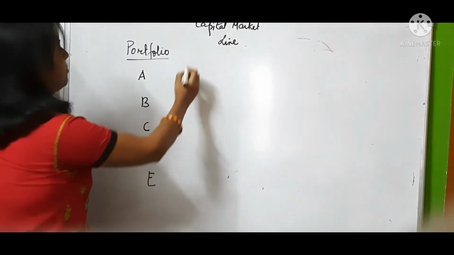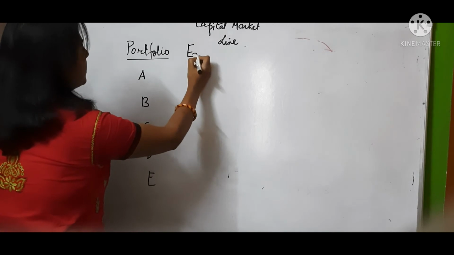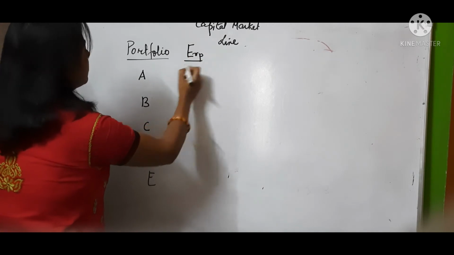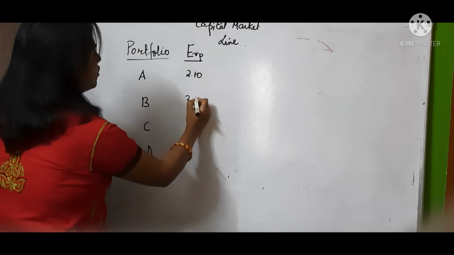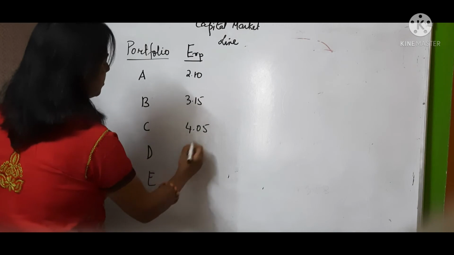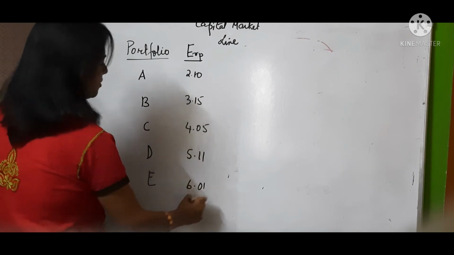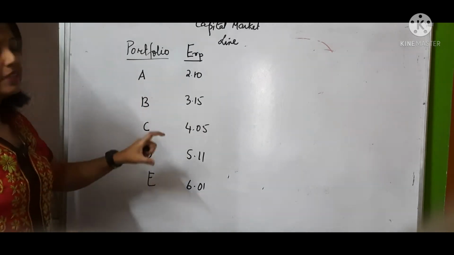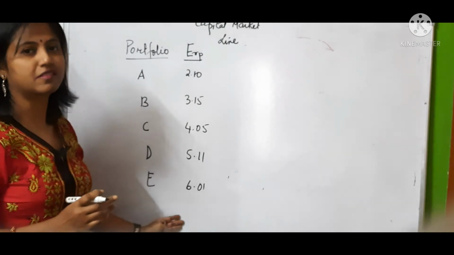For example, I am saying it is the portfolio return. So I am writing the expected return of the portfolio. Suppose A has a return of 2.10, B has a return of 3.15, C has a return of 4.05, this one has 5.11, and so on. So you can see that A, B, C, D, E are different because they earn different returns.